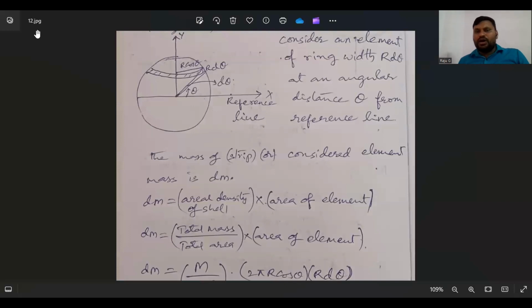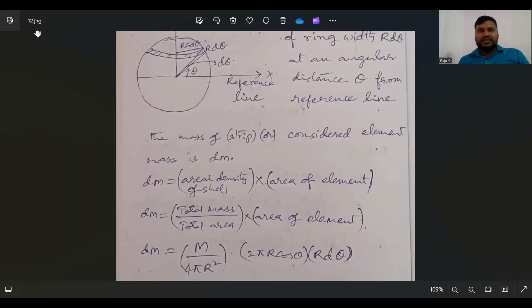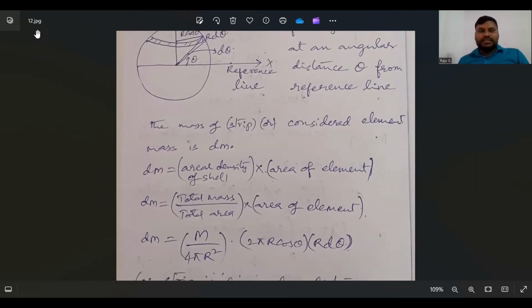The mass of the strip, or considered element of mass, is dm. To find the mass of this element, dm is equal to the areal density of the shell multiplied by the area of the element. Areal density is nothing but total mass by total area. So dm is equal to total mass capital M, divided by the total area of the shell, which is the surface area, 4 pi r square.